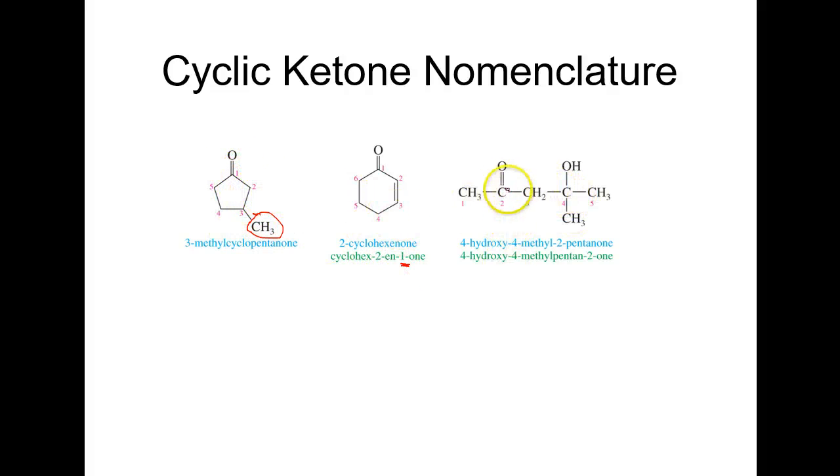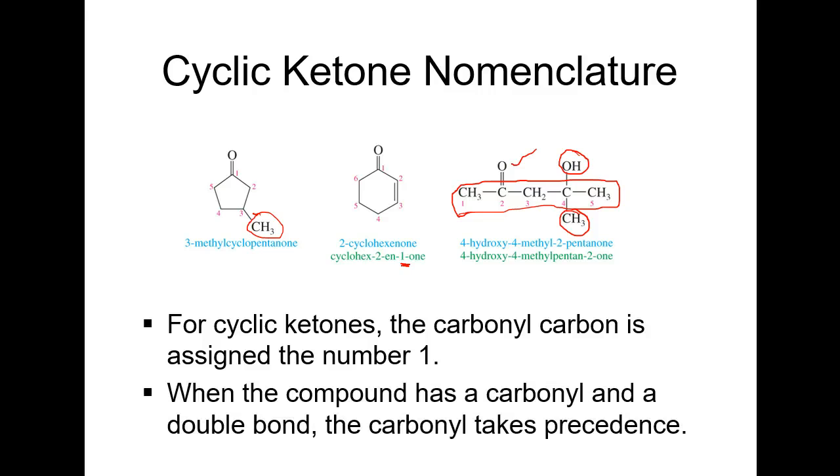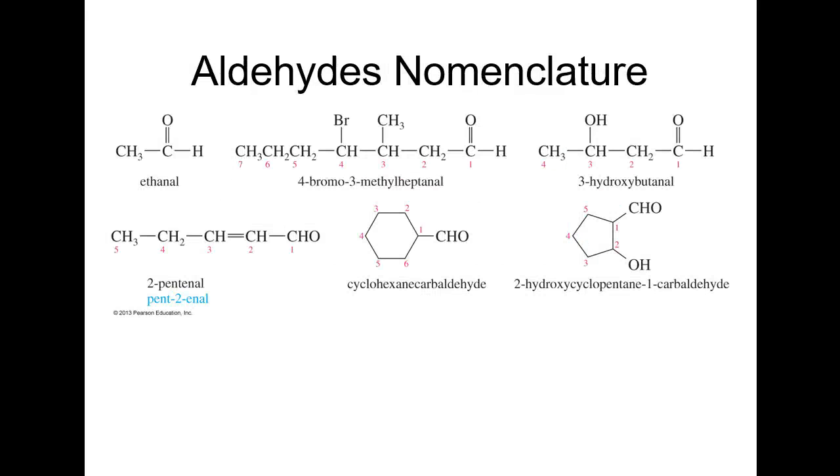In this case, this is our parent functional group. There's the longest continuous chain. This is a hydroxy group, and this is a methyl group. Hydroxy is alphabetically first, so 4-hydroxy-4-methylpentanone. Basically this says exactly what I said. For cycloketones, the carbonyl is always number 1. When the compound has a carbonyl and a double bond, the carbonyl takes precedence, again because it's more oxidized.